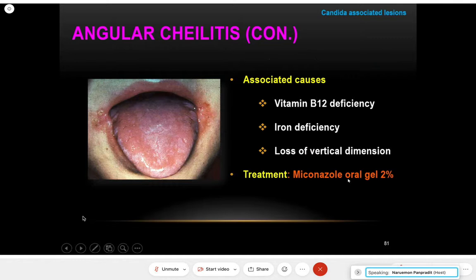So the best choice of treatment should be metronidazole gel 2% because it has antifungal and antibacterial activity. And the same thing, use it 3 to 4 times a day for at least 2 weeks. And if there is clinical cure, give another 2 weeks for biological cure.